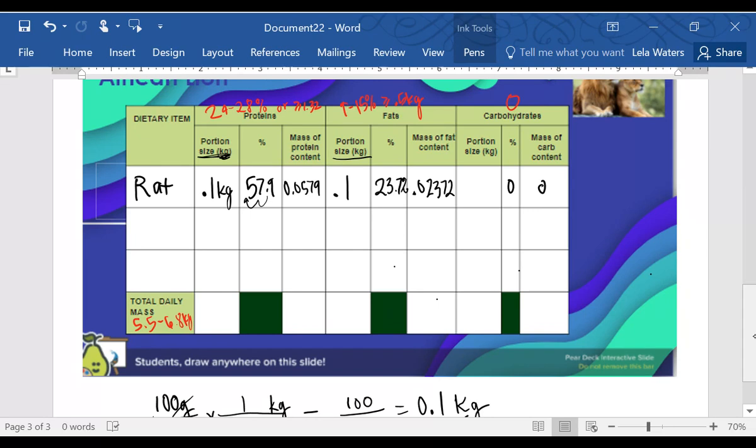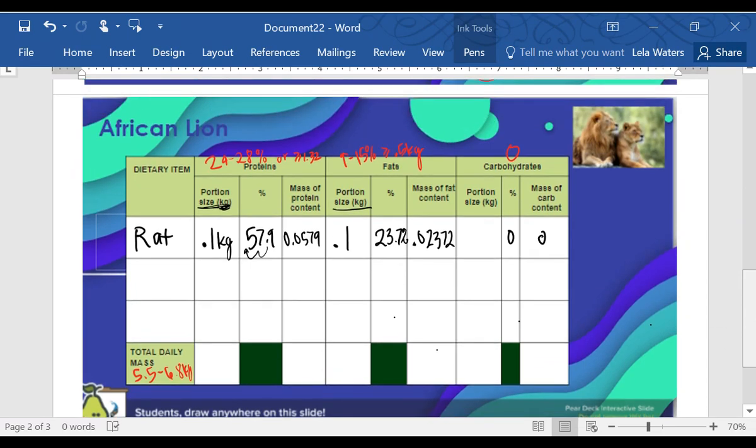All right, so the next thing to do is to figure out, all right, how are we doing in this diet so far? We've given the lion 0.1 kilograms of food total. And this portion size, you're ultimately going to add up all 3 of the dietary items you put here. But I'm just going to put 0.1 here for now. This is like the running total. When you compare that to how much it needs, 5.5 to 6.8 kilograms of food, it's going to need a lot more food than just that rat, right?